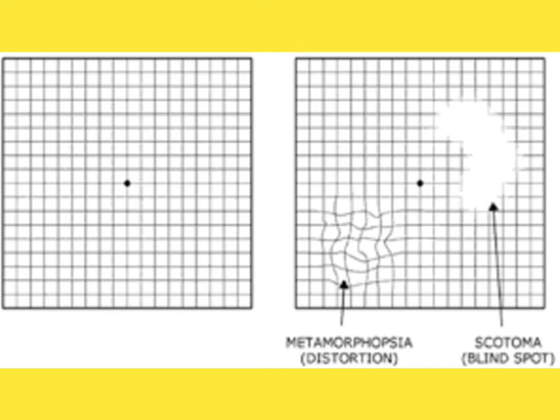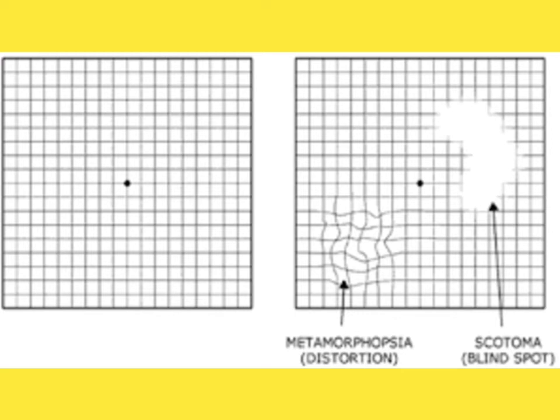Here you can see that this is the normal Amsler grid card, and here you can see this is the scotoma, that is, an absolute scotoma is present, and there is also metamorphopsia. Metamorphopsia, or distortion, means the lines are not uniform or straight. There is any distortion or bending of the lines.